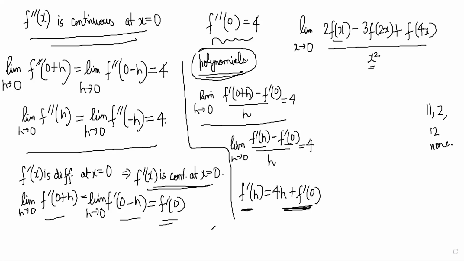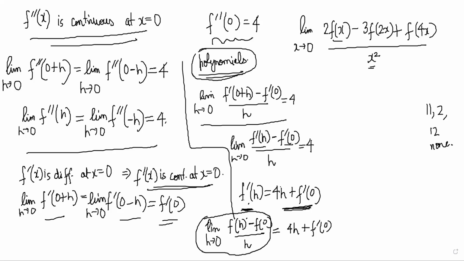And f dash h means basically the limit as h tends to 0 of f of h minus f of 0 by h is equal to 4h plus f dash 0. This means what? 0 plus h? No, this means h plus h. That will be weird. This thing means f dash 0.